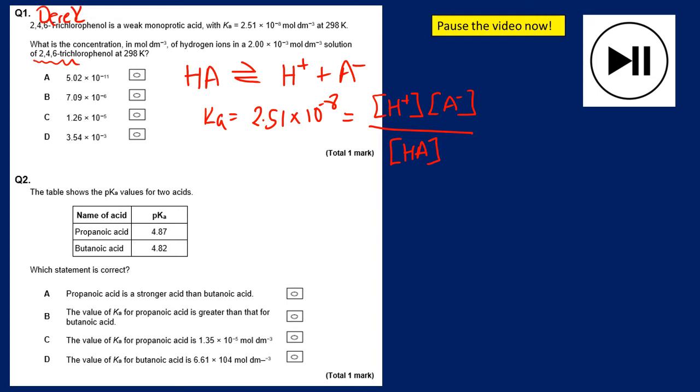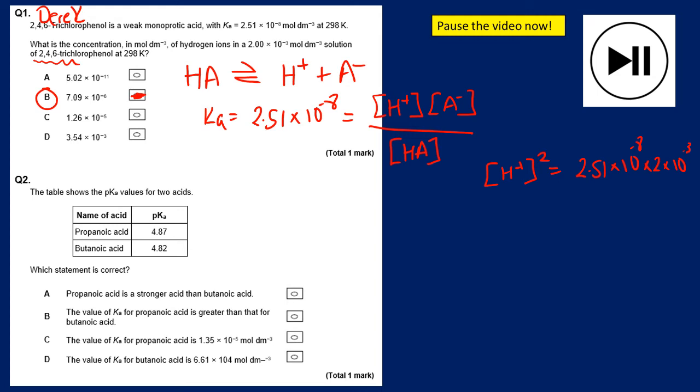So I'm going to have H plus squared is equal to Ka, which is 2.51 times 10 to the minus 8, multiplied by the concentration of Derek, which is 2 times 10 to the minus 3. And then I'll square root that value. The answer comes out at 7.09 times 10 to the minus 6. So the answer is B.